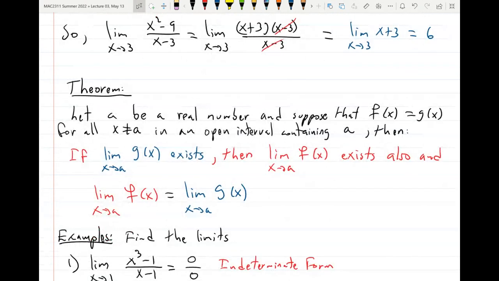Remember, this theorem here is the main one that we are using for all of these algebraic manipulations. This is the one that allows you to simplify and still carry on with your limit.